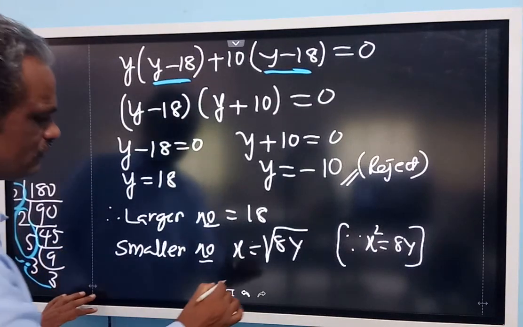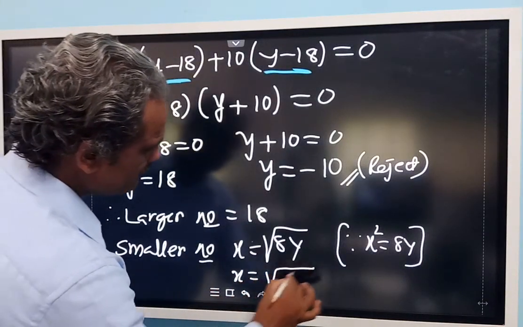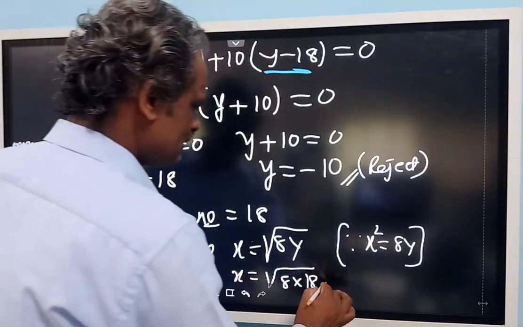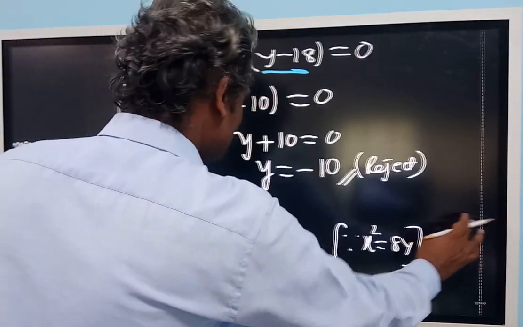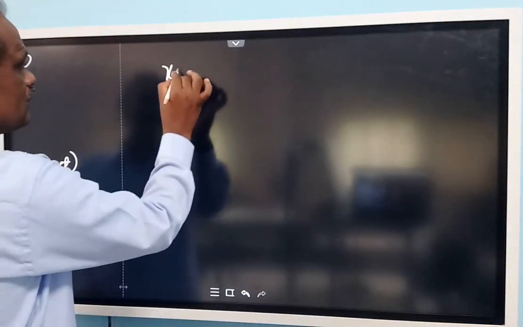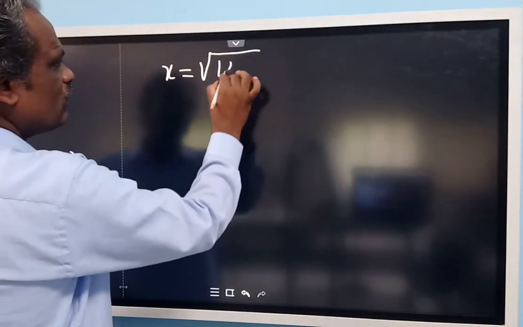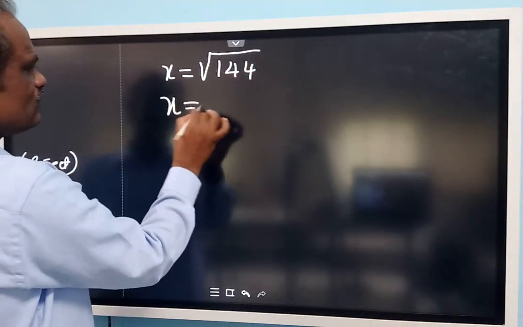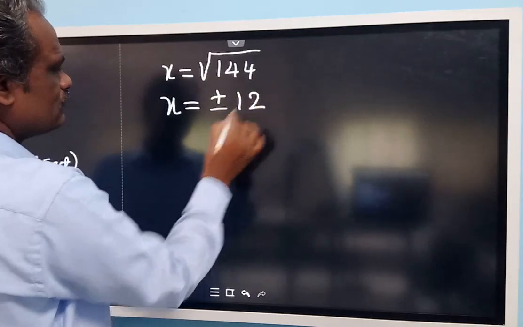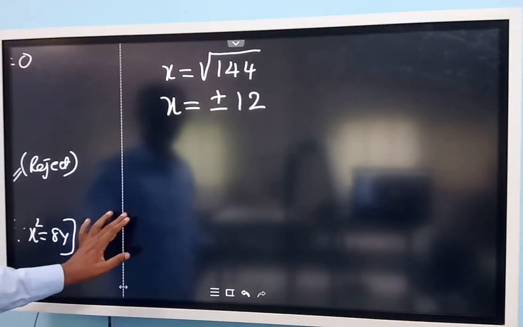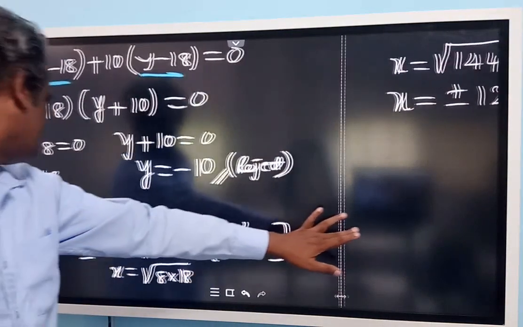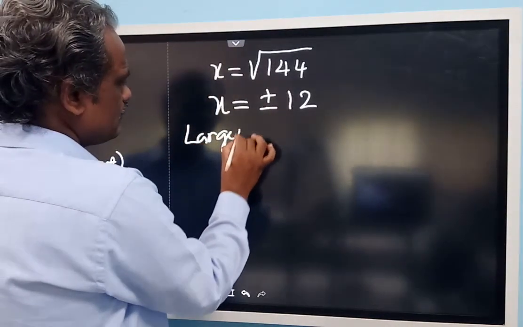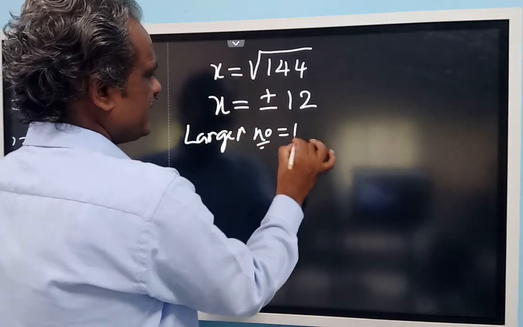Now substitute the value, x is equal to root of 8 into y value, 18. So x is equal to root of 18 into 8, root 144. That means x is equal to plus or minus 12. So you are getting y value as 18, so the larger number is 18.